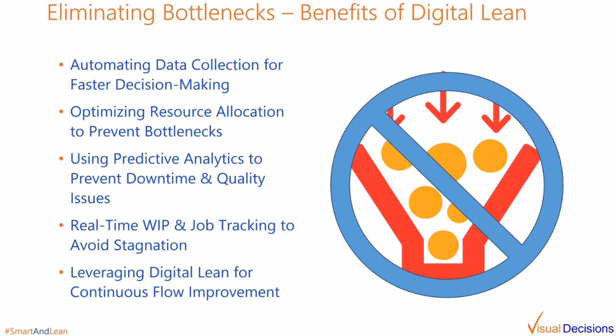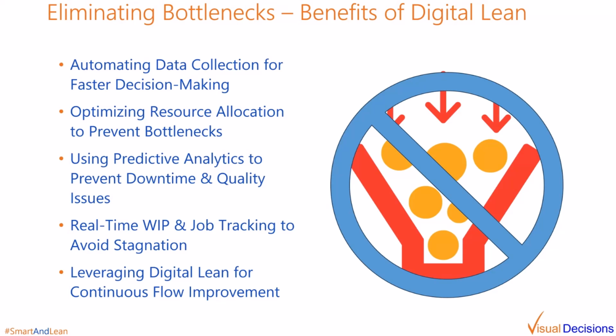The same digital tools that can help identify bottlenecks can also help to solve them. Reducing downtime will help mitigate bottlenecks in the shop floor. Unplanned machine failures, labor constraints, and scheduling inefficiencies all contribute to those production slowdowns. Digital lean tools help to mitigate these risks by automating data collection, optimizing resource allocation, and using predictive analytics to anticipate disruptions.